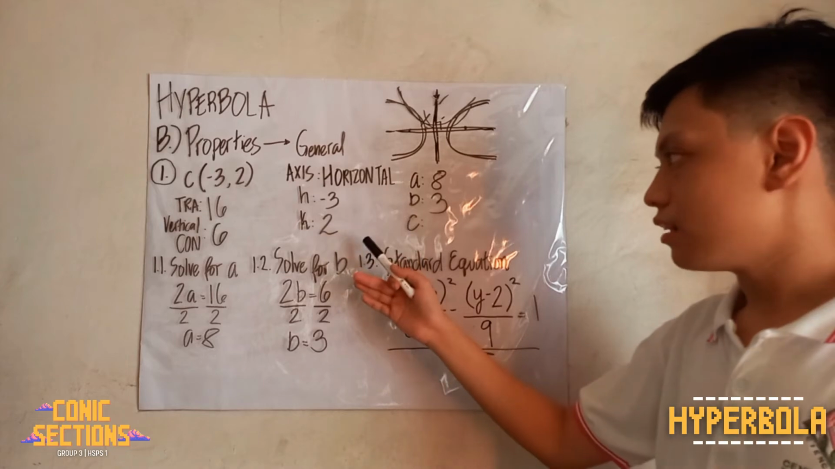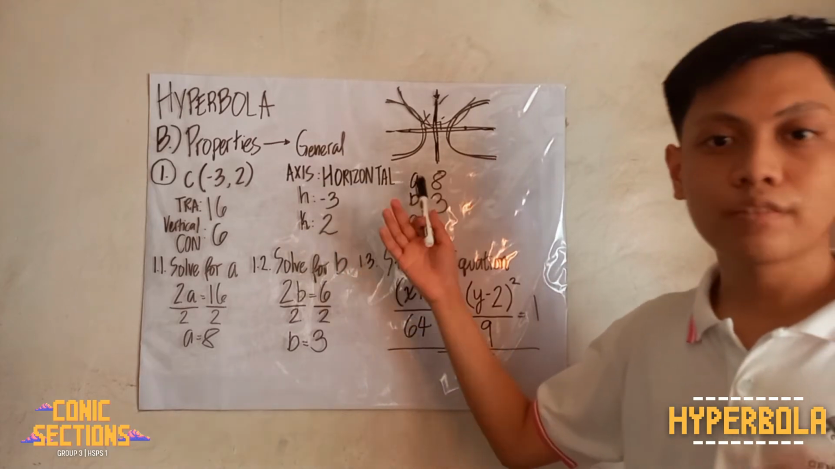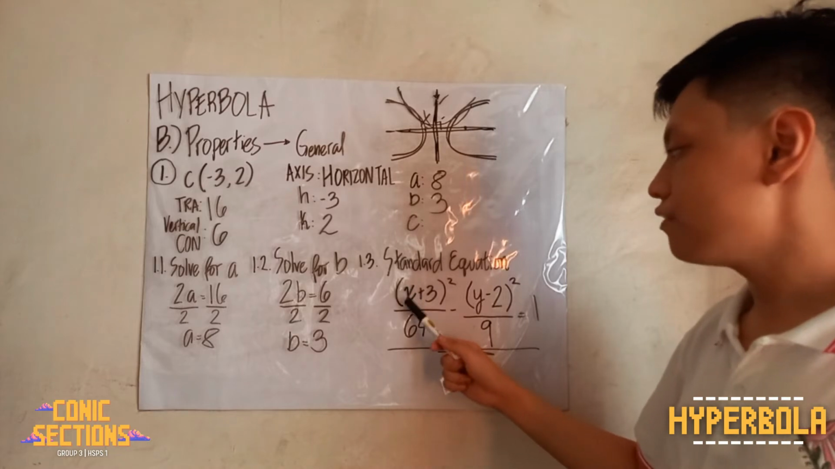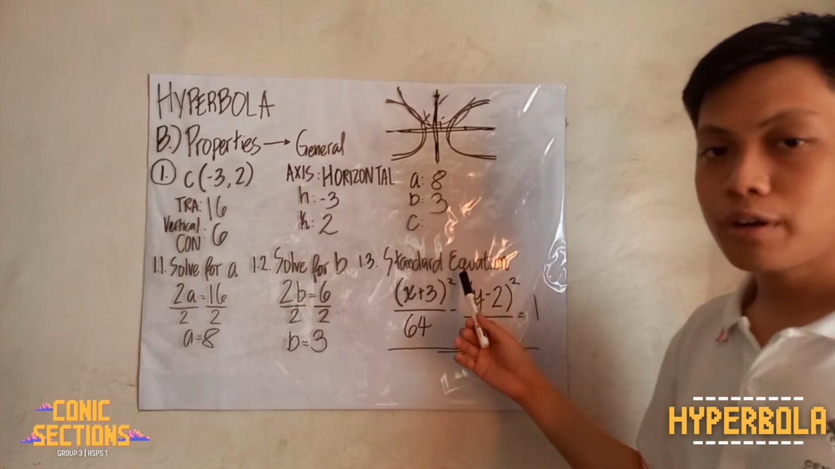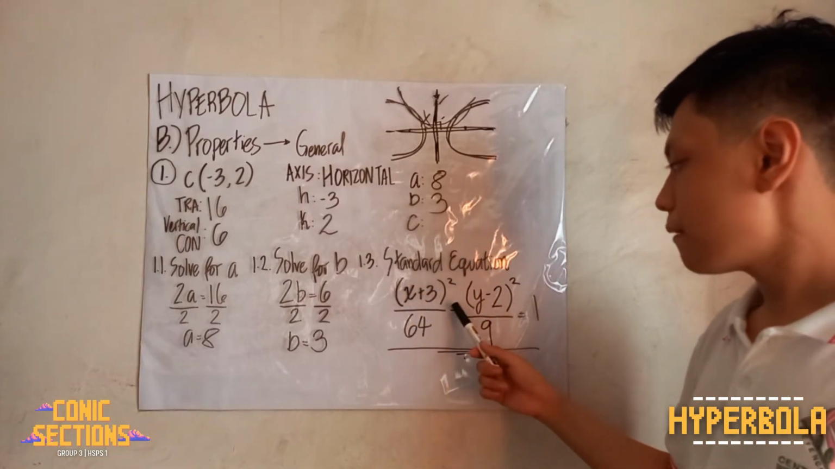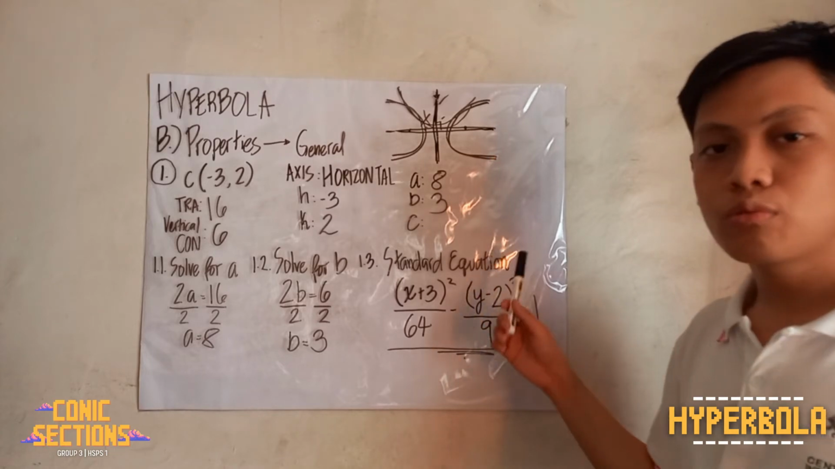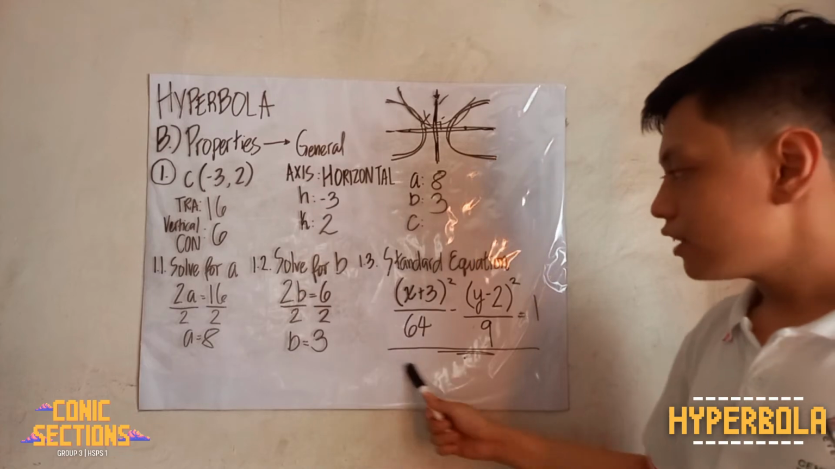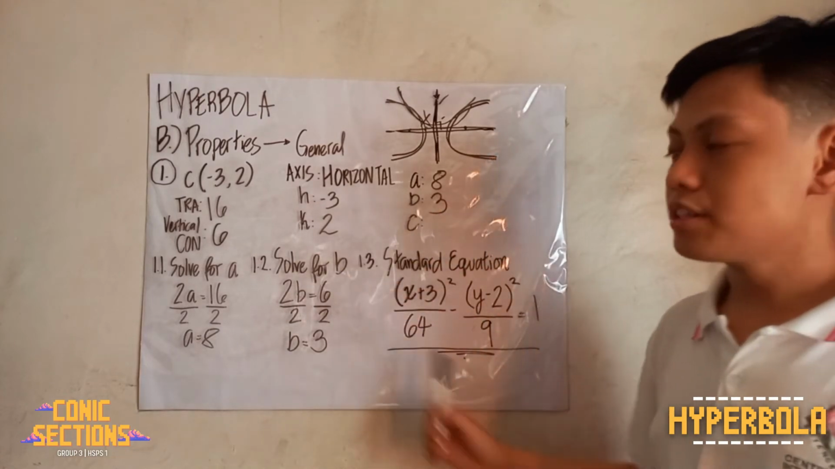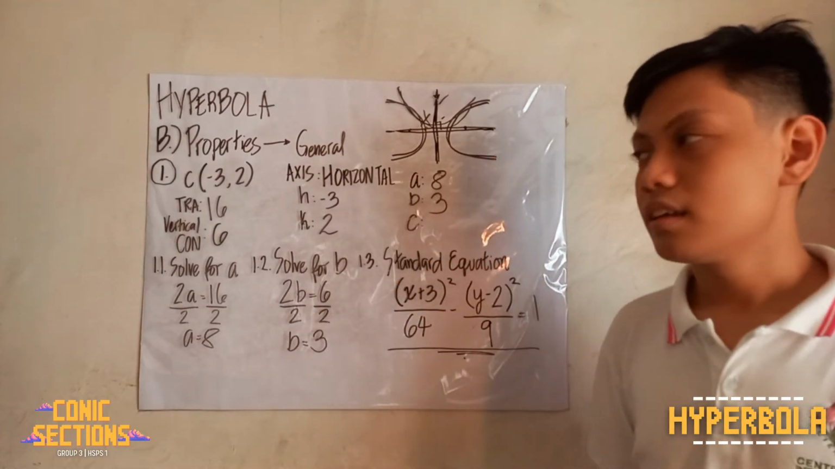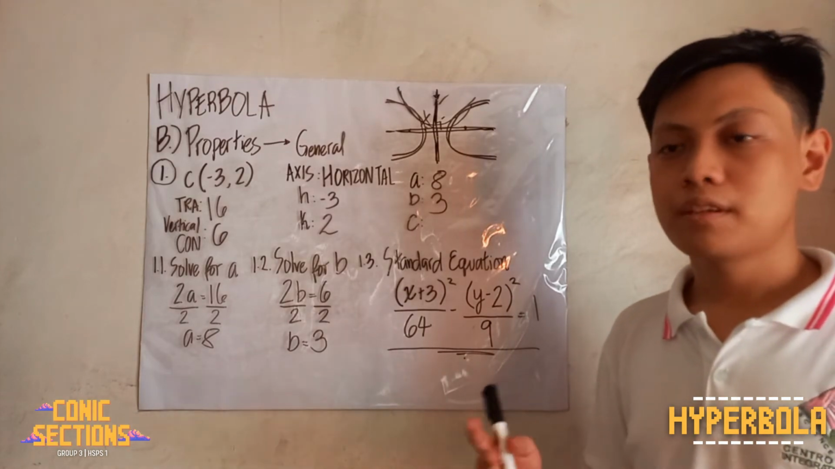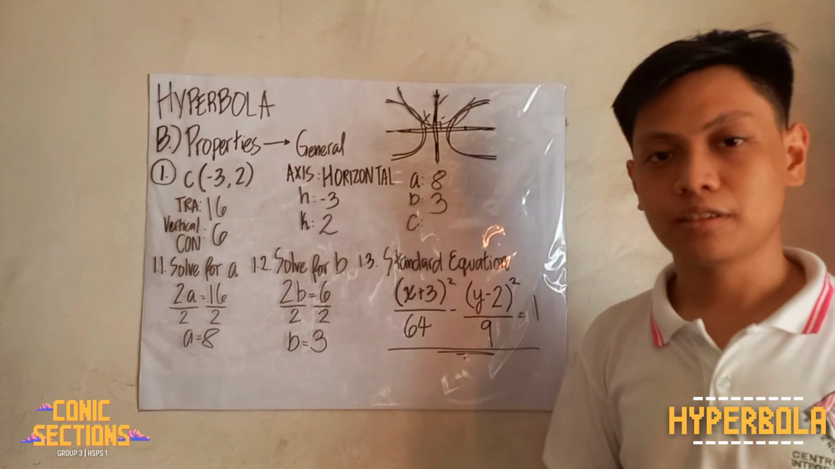Copy and paste the center, the h and k that you have found. Invert the signs and you'll have x plus 3 quantity squared over 64 minus y minus 2 quantity squared over 9 is equal to 1. And now that we have found our standard equation, we can begin to solve for the LCD and then properly find the general equation.